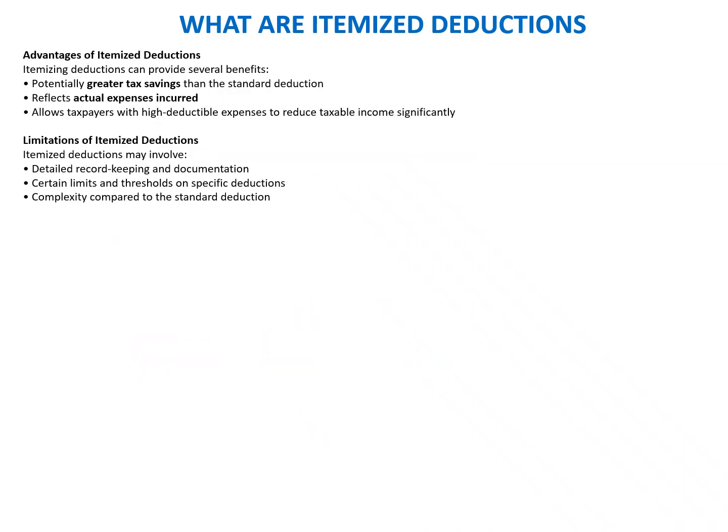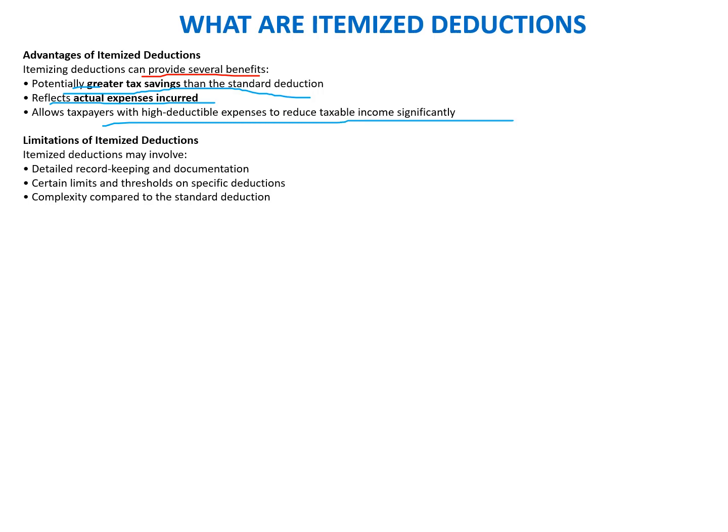So what is the advantage of claiming itemized deduction? So itemized deduction can provide several benefits: potentially greater tax savings than the standard deduction, reflecting actual expenses incurred, and allowing the taxpayer with the high deductible expenses to reduce the taxable income significantly.